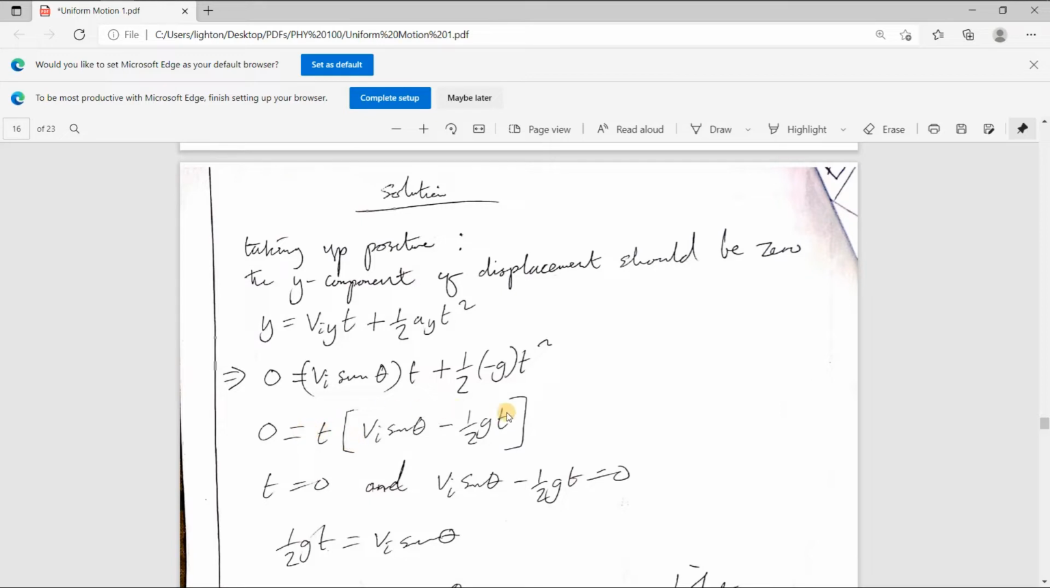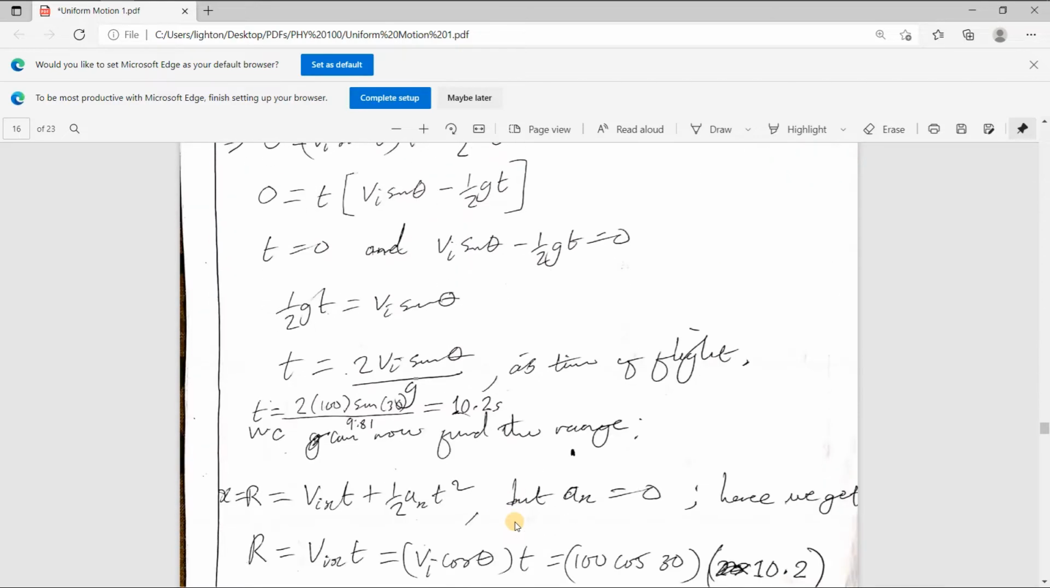So you can have two solutions from here: t equals 0, and 0 equal to this whole expression. So as we have here, v_i sin theta minus half g t equals 0.